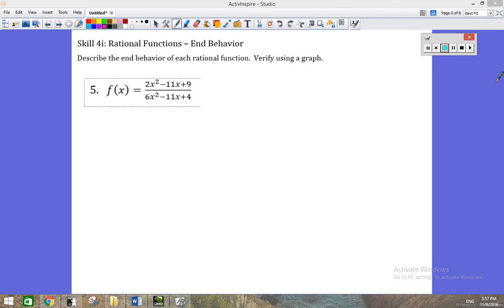Let's take a look now at this problem. Problem number 5. We've got a rational function. It's a ratio of polynomial functions. They're asking us to identify the end behavior.